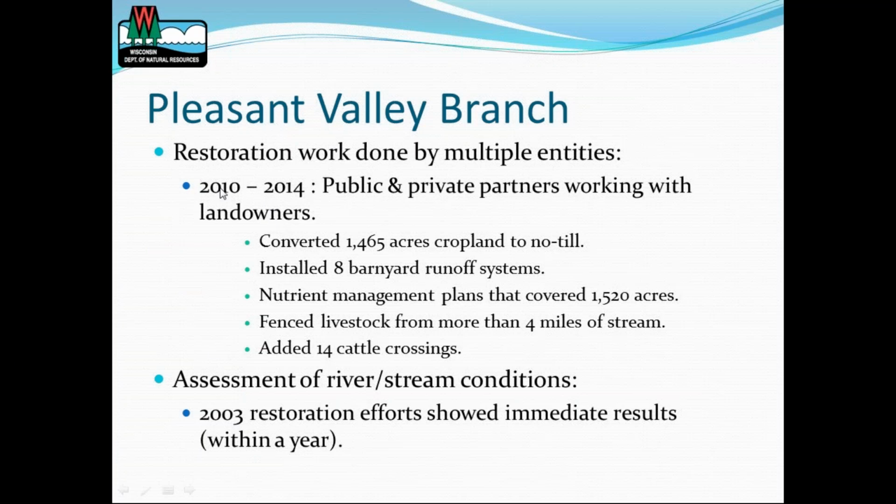The restoration work continued from 2010 to 2014 by public and private partners working with landowners, and they worked to convert a lot of acres of cropland to no-till. They installed barnyard runoff systems and nutrient management plans, and they fenced livestock away from the stream so that they weren't walking in and creating more sediment to flow into the water body. And they also added 14 cattle crossings.